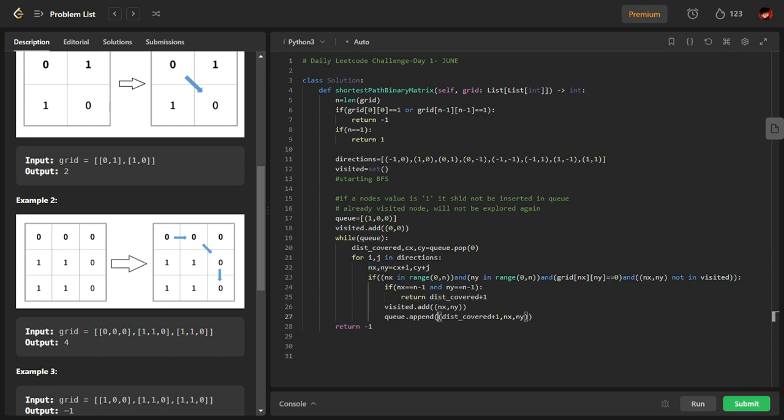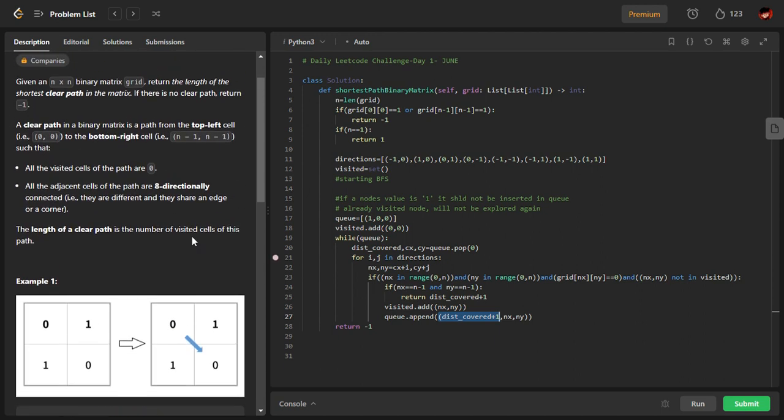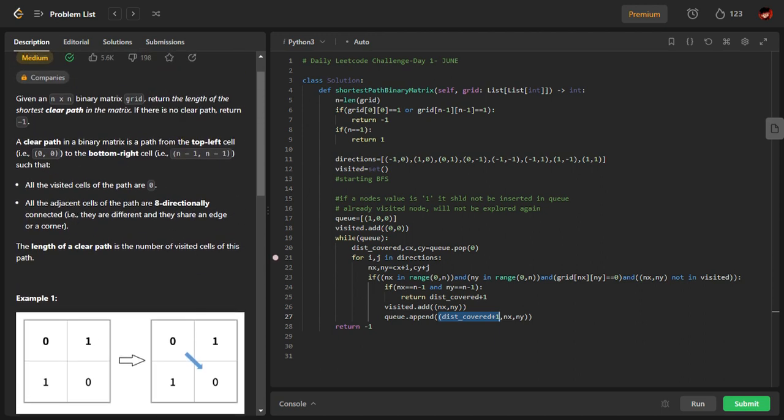Remember this thing here. I am adding the distance covered plus 1, because they clearly mentioned here the distance, the length of the path in this case, is going to be the number of visited cells. Whenever we are visiting a new cell, we have to add 1 to it. So the distance covered plus 1, or you can say the nodes visited plus 1. Whichever way you call it, you can do that.